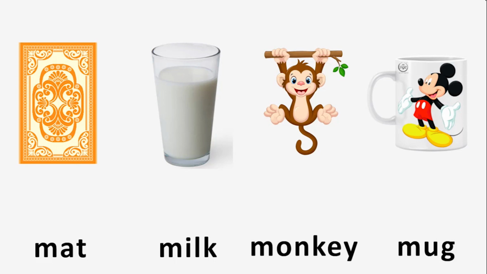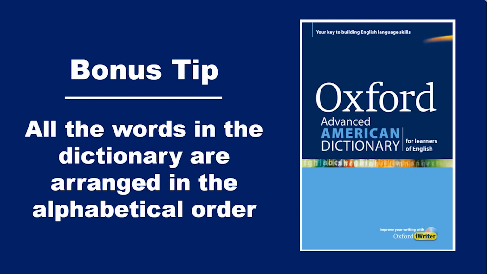Okay. Now children, it's time for the bonus tip. All the words in the dictionary are arranged in alphabetical order. So the dictionary has lots of words in it and all these words are arranged in alphabetical order. You pick up a dictionary and you will get to learn so many words and you will see that they are arranged in alphabetical order.